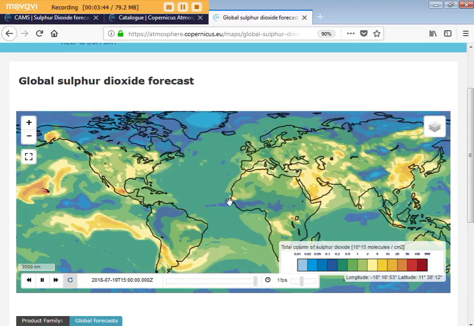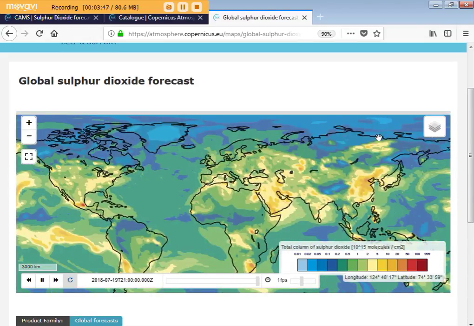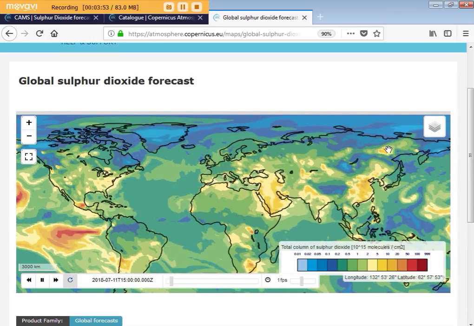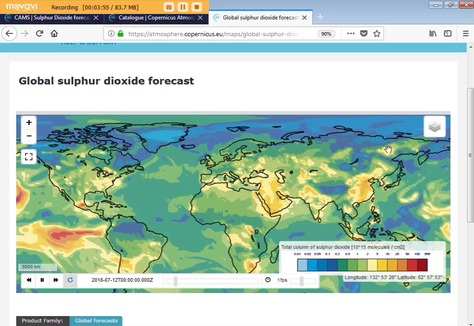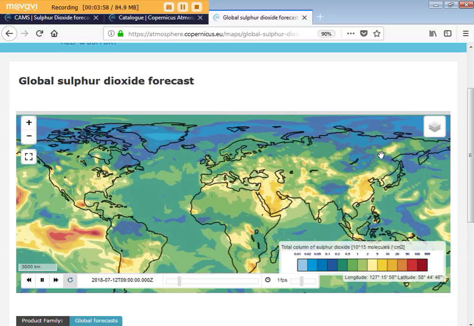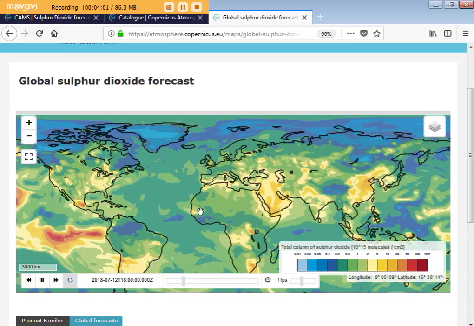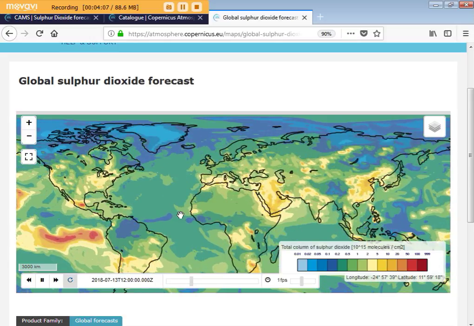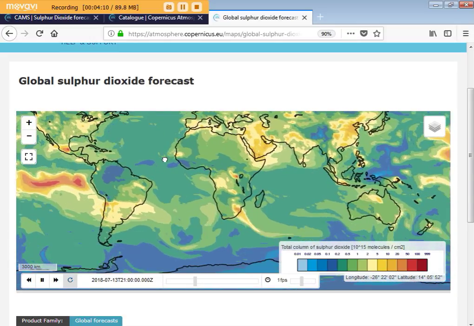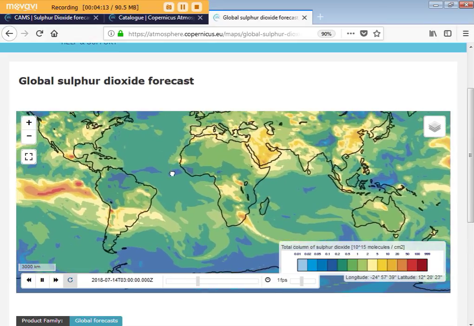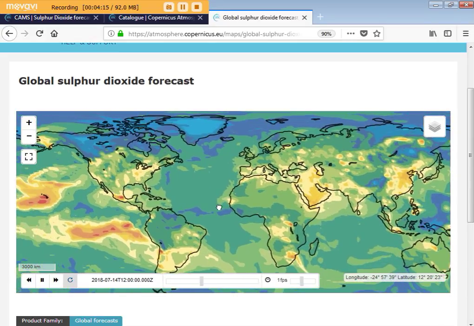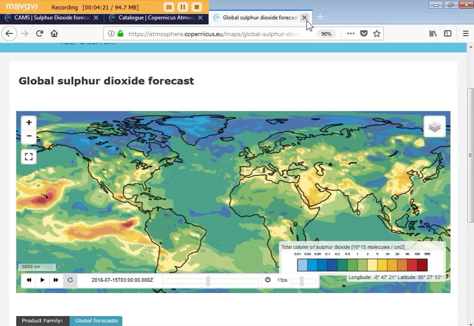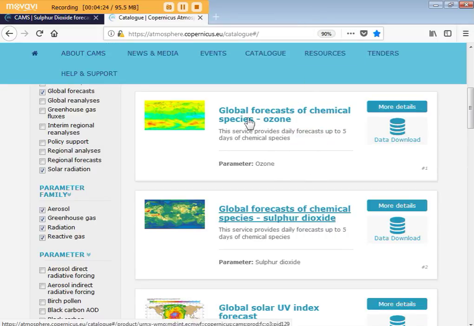Now let's move this over so we can look at the wildfires. This is the wildfire area in Siberia, and sulfur dioxide is one of the greenhouse gases that's created during fires. The ozone is a big one with fires too. So there's that. So you get the idea on sulfur dioxide.